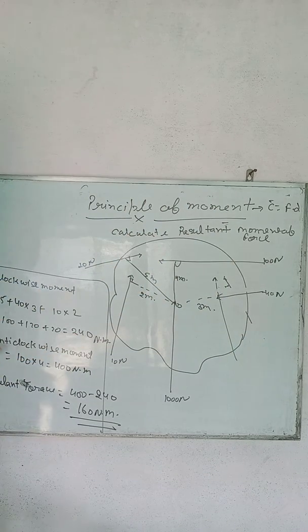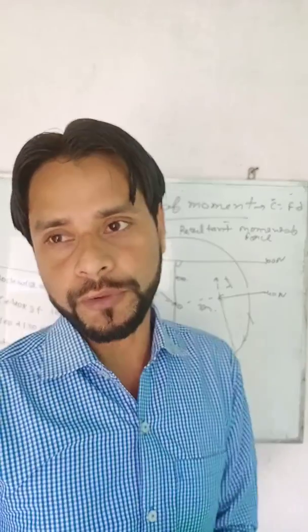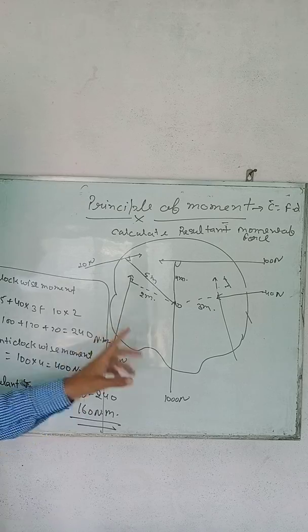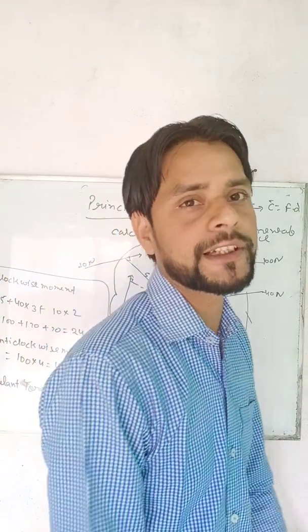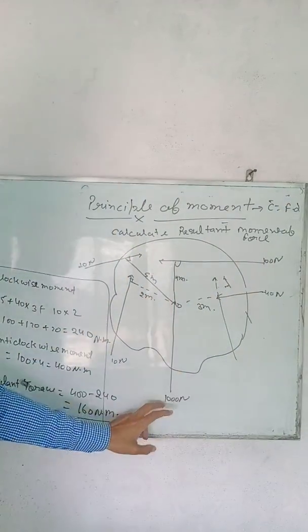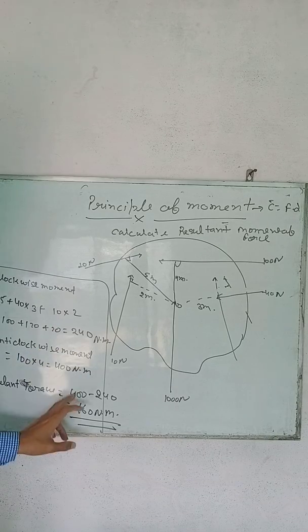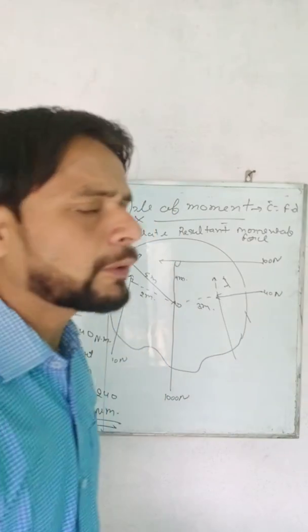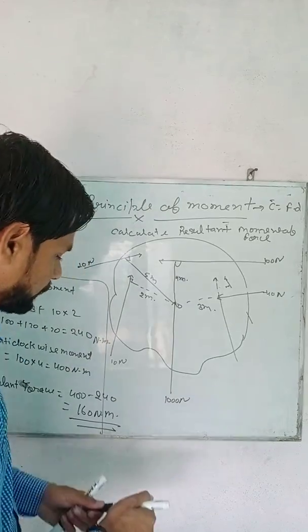The clockwise moments are 20 into 5, 40 into 3 and 10 into 2. Three forces are acting clockwise. The resultant moment of clockwise is 240 Newton meter, anticlockwise 400 Newton meter. The 1000 Newton force acts at the center, so its moment is 0. Now the resultant torque is 400 minus 240, anticlockwise minus clockwise, the larger subtracted by the smaller, which is 160 Newton meter.